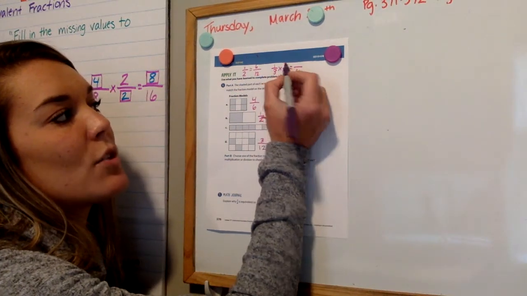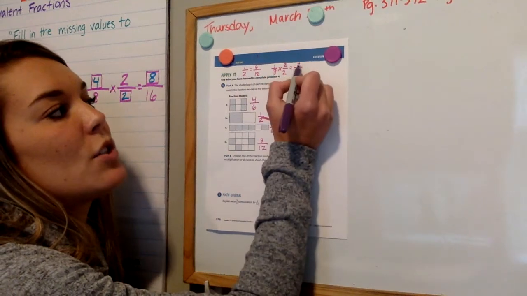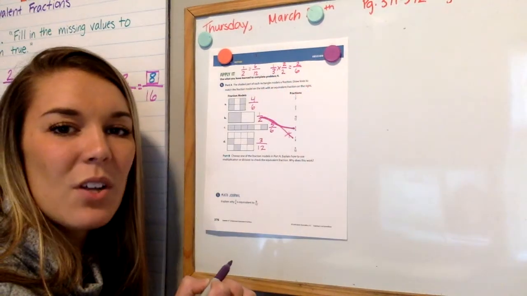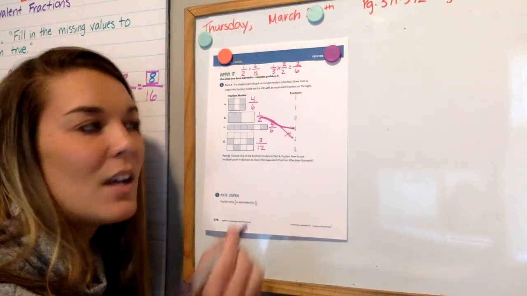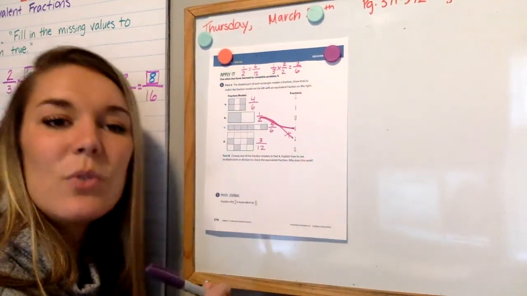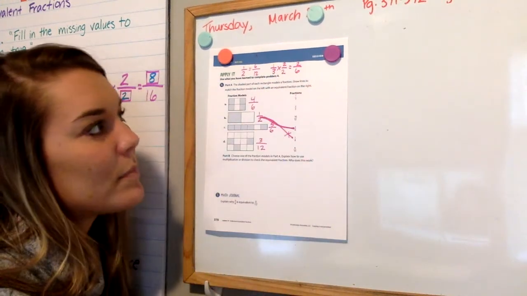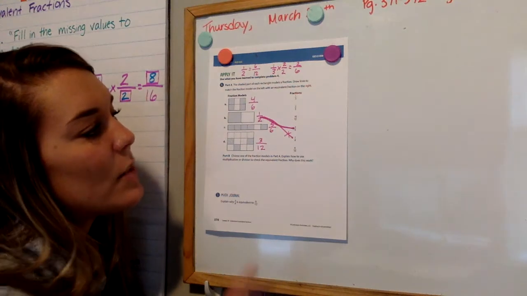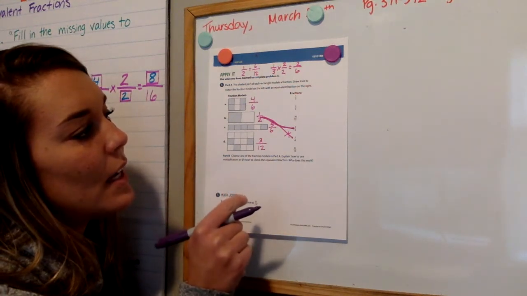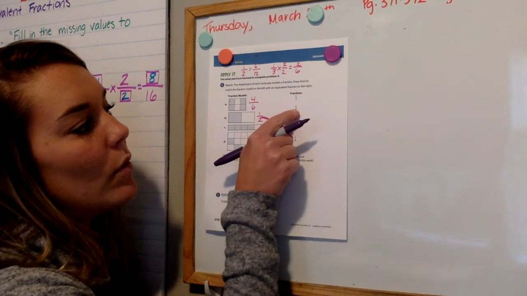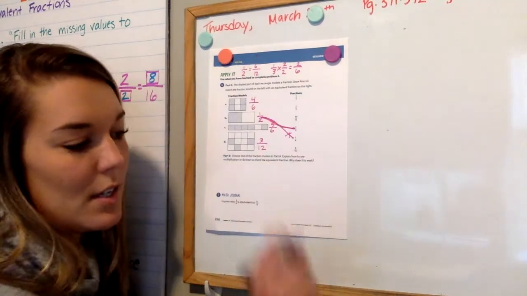Whatever you do to the bottom, you must do to the top. 1 times 2 is 2. Oh, darn. I was close. But 1/3 is equivalent to 2/6. So it's not quite. Are there any others with denominators that can go into 6? Oh, how about 2/3? Let's try that.